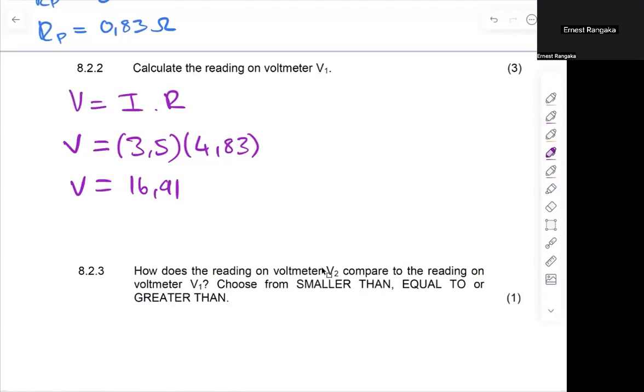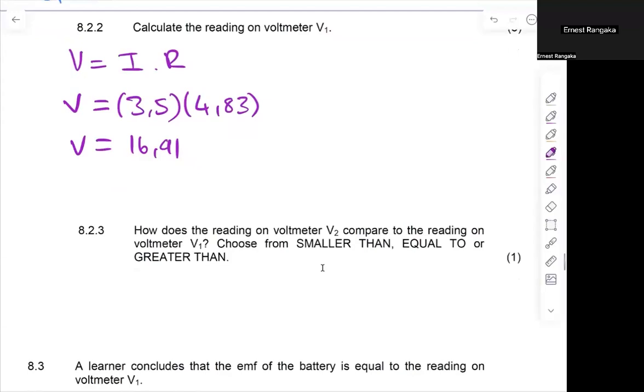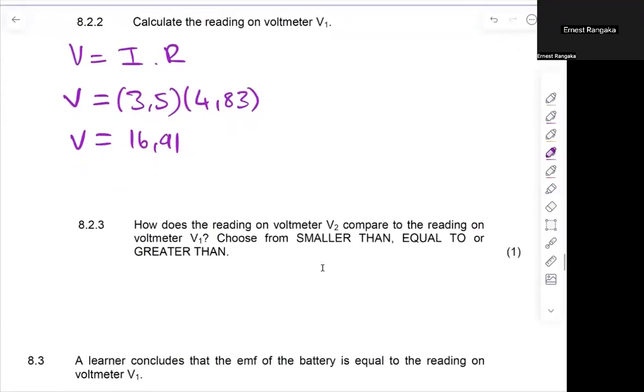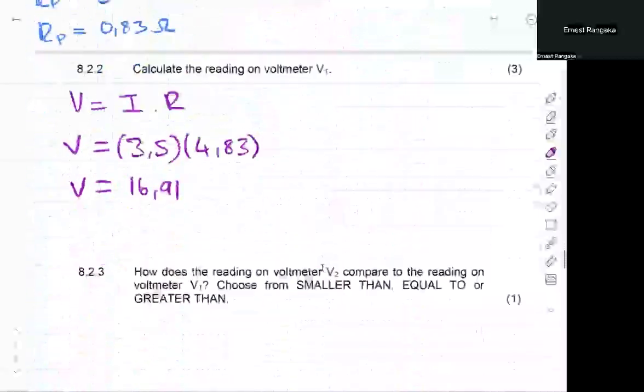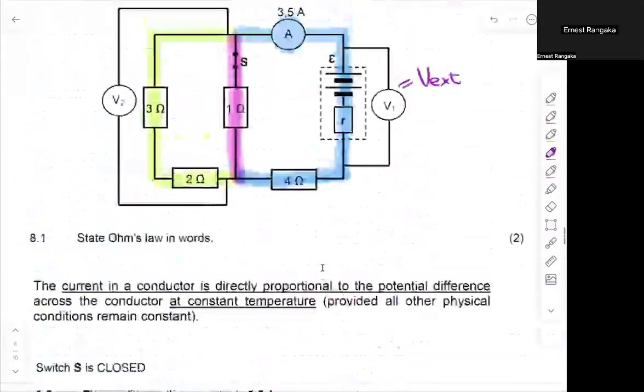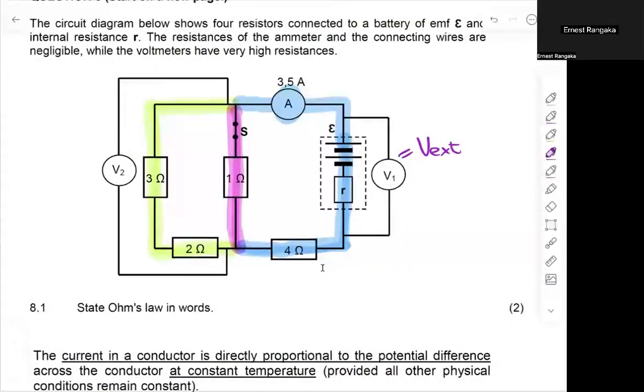So when we are doing this, let's jump to 8.2.3. It says, how does the reading on voltmeter V2 compare to the reading on voltmeter V1? Choose smaller than, equal to, or greater than. Let's quickly look at this. We're going to compare V2 to V1. Where's V2? V2 is going to be this one here.